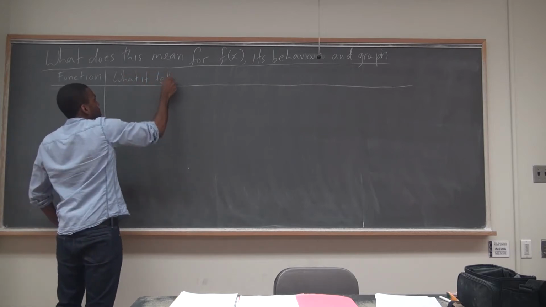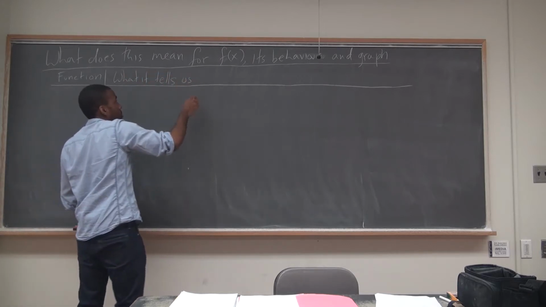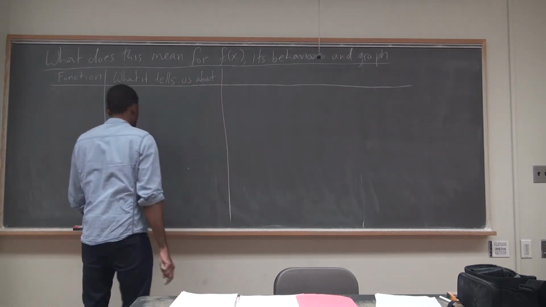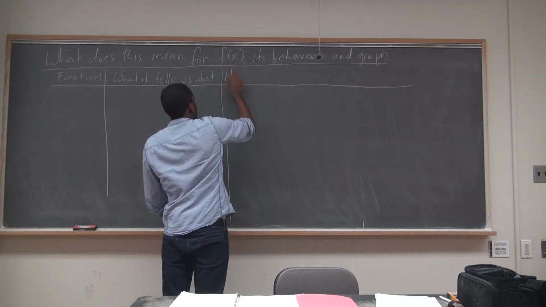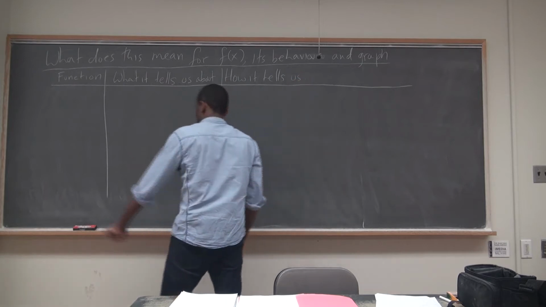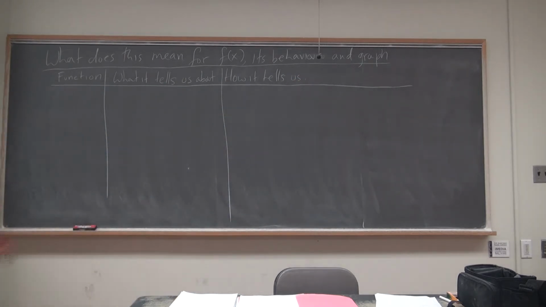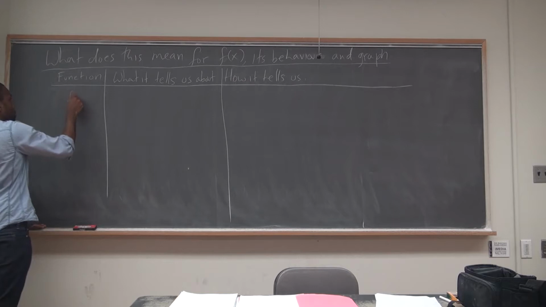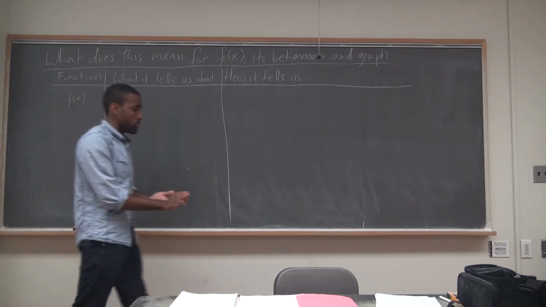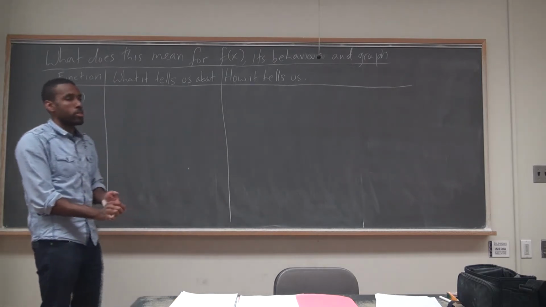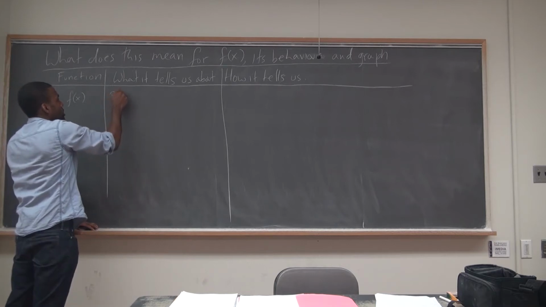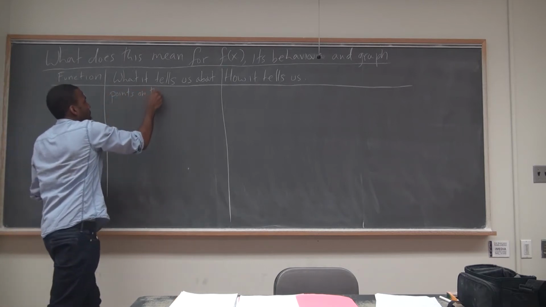What it tells us about how it tells us. So let's look at that. Let's look at the original function, f of x. What does knowing f of x give us? What information can we obtain from f? The y values. In other words, this talks about the points on the graph itself.